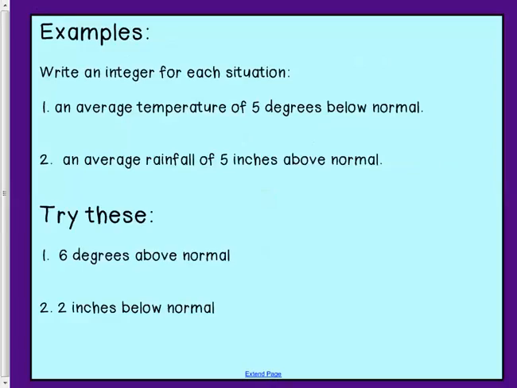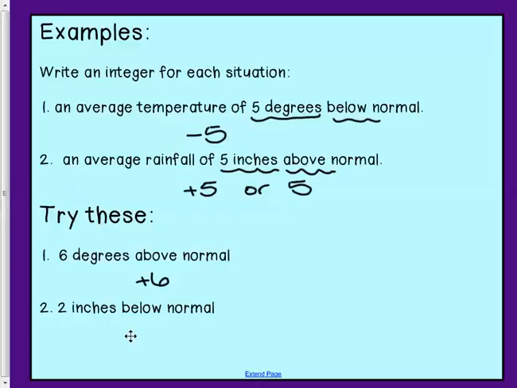Some examples. An average temperature of 5 degrees below normal would look like this. 5 inches above normal would look like this, or like this. So go ahead and try these two, and I'll be back in just a second to show you what I did. You need to have number 1 and 2 written in your notebook, and if you'd like, you can have my example. 6 degrees above normal would look like this, and 2 below normal would look like this.